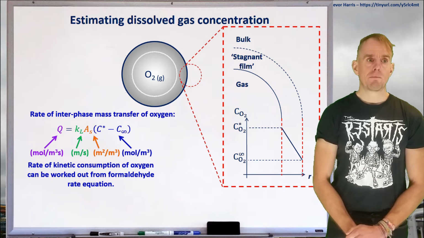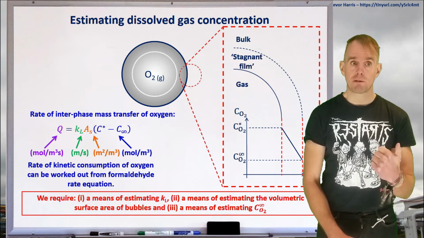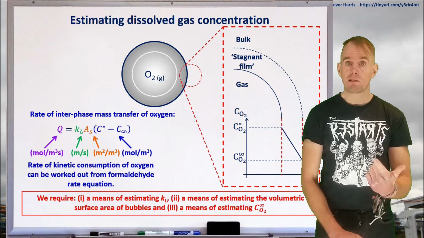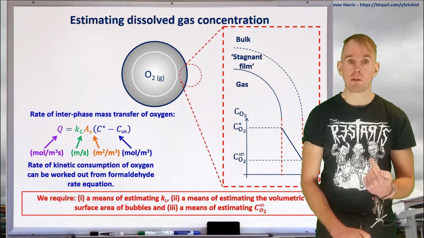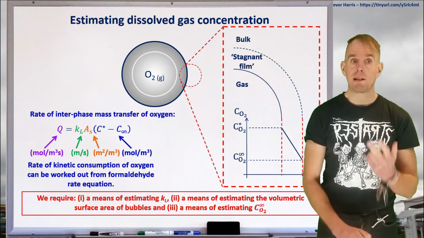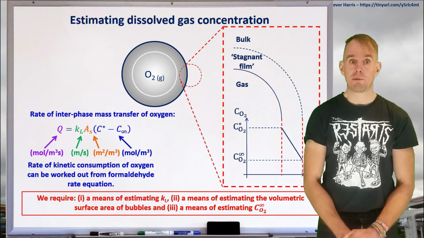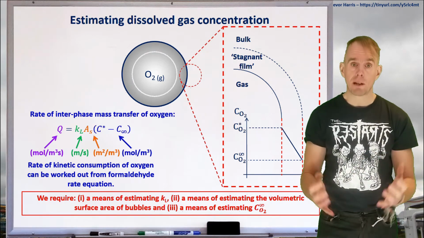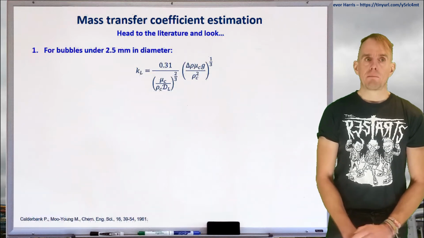Okay, so what we need to do is to find a method of estimating KL, our mass transfer coefficient, a means of estimating the volumetric surface area of bubbles, which we'll do by our two-phase flow knowledge, and then a means of estimating the oxygen concentration that is dissolved in the liquid phase, which we can do by vapor-liquid equilibrium considerations. So let's start at the beginning.